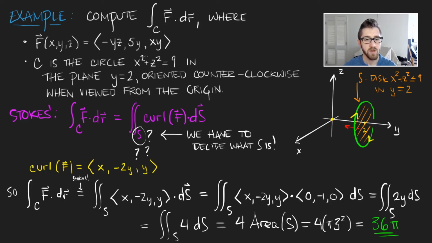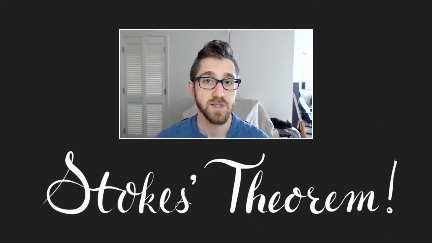I'll note that we could have also evaluated this directly just by parameterizing this curve and evaluating it. I think for this particular example, it doesn't actually end up being that bad of a computation. But there are definitely situations where you have to compute a line integral of a particularly unpleasant vector field, and taking its curl makes it simpler. All right, so that's Stokes' theorem.